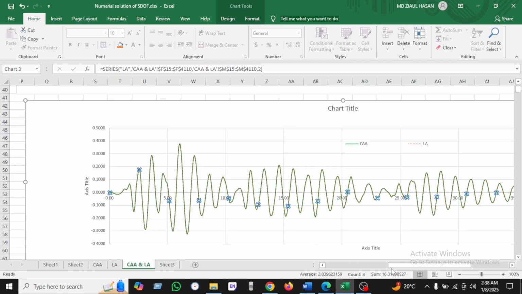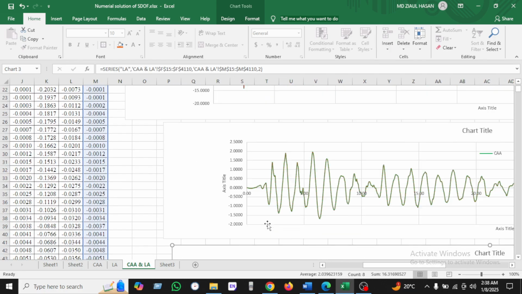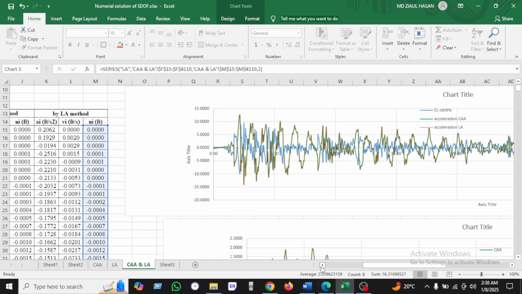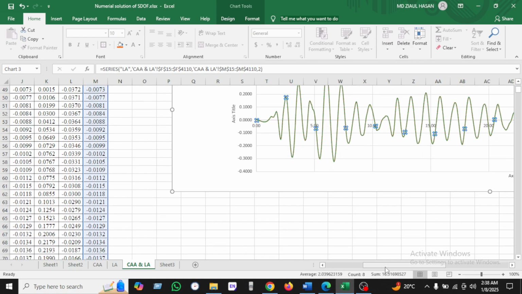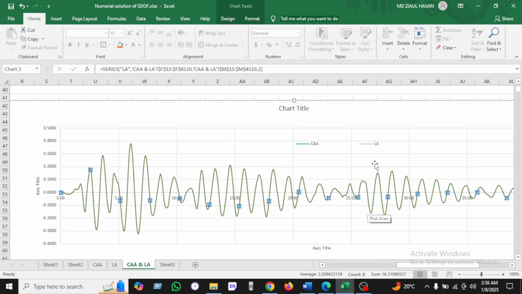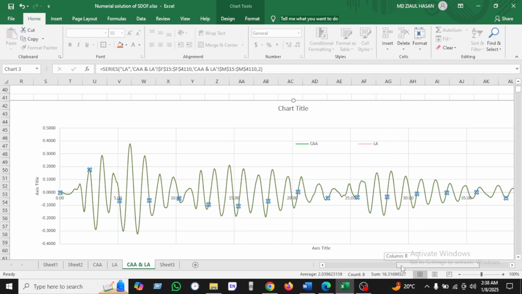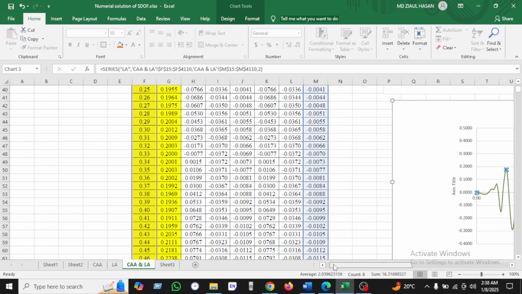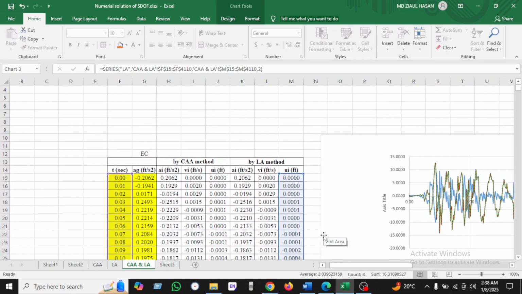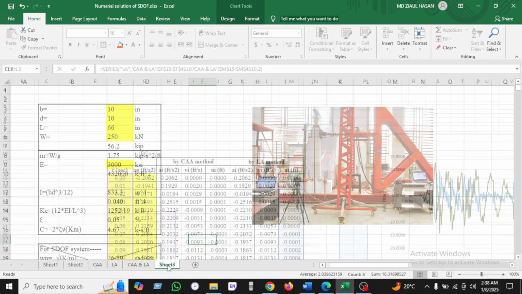And this is the displacement curve I have shown here. The dotted line of red color is linear acceleration, and the blue line is constant average acceleration. But we are seeing the linear acceleration is getting more displacement compared to the constant average acceleration.